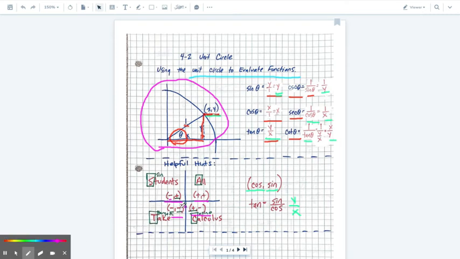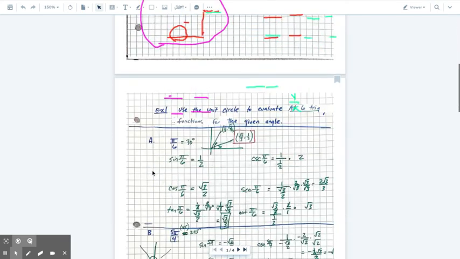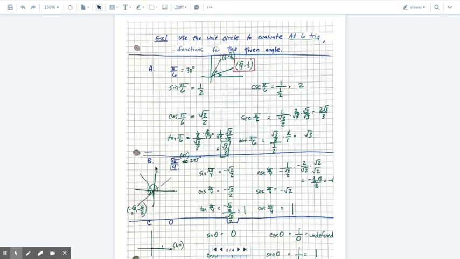In quadrant 3, tangent is the only one that's positive, because you're dividing the y by the x. Both sine and cosine individually are negative, but if you divide two negatives, you end up with a positive. And then, all students take calculus, quadrant 4: x is positive, y is negative, so cosine is the only one that's positive. All right, so we're going to use that information to help us evaluate.